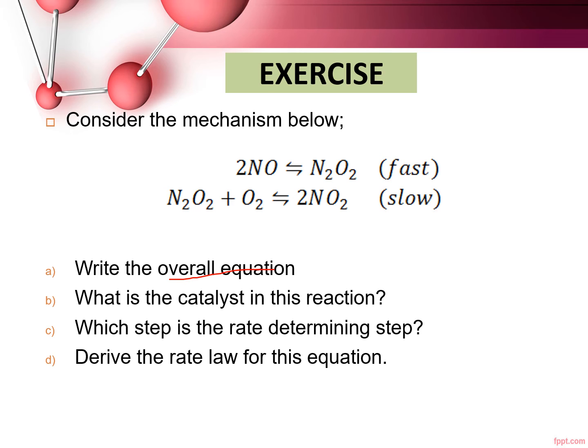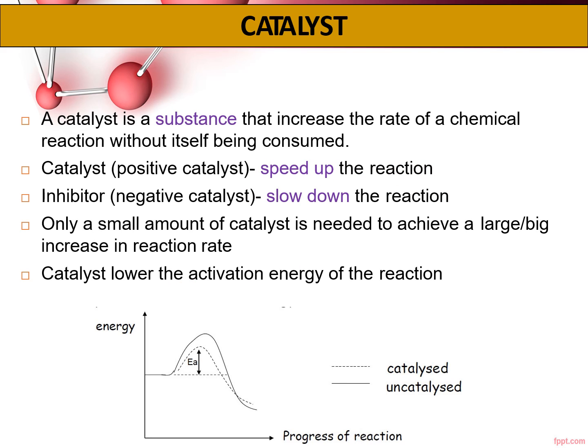Then what catalyst in the reaction? Catalyst means it exists in that, but it's not being consumed in the reaction. Which step is a rate determining step? Rate determining step obviously put for the slow, and then derive the rate law. From here you already can get the rate law.